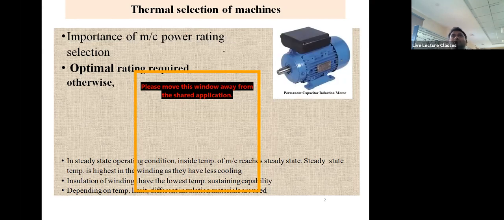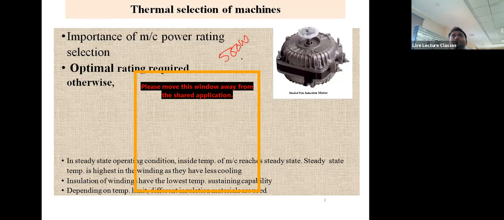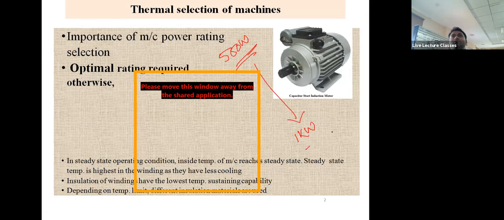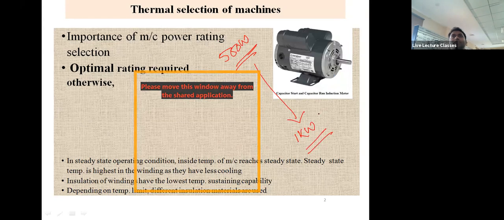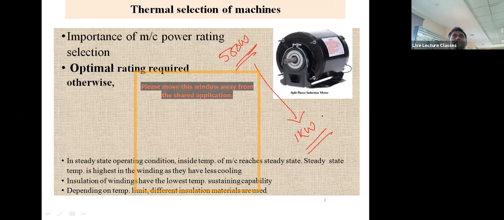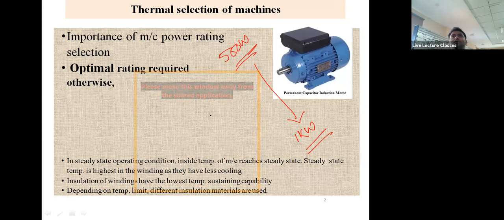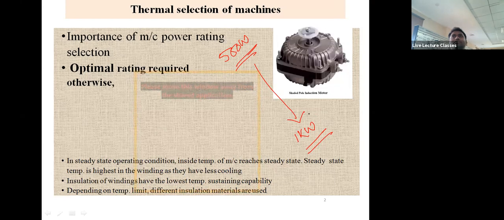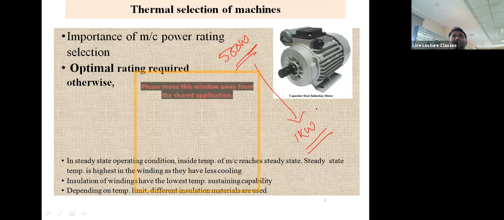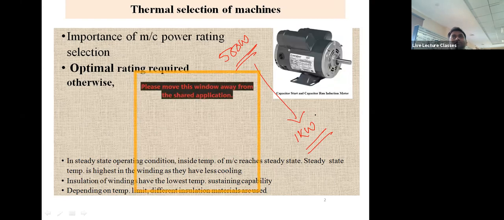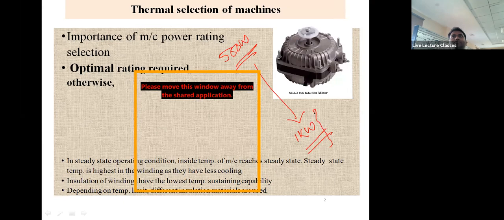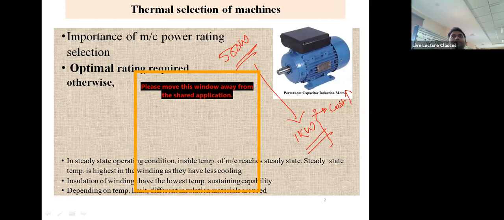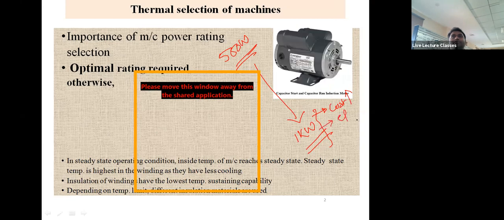Say you need a motor of, say, 500 watts, but you are employing a 1 kilowatt motor. So what will happen? Yes, it will take up the load. It will do the work, but you are paying for 1 kilowatt. That means the cost has increased, right? And then the efficiency will be decreased.